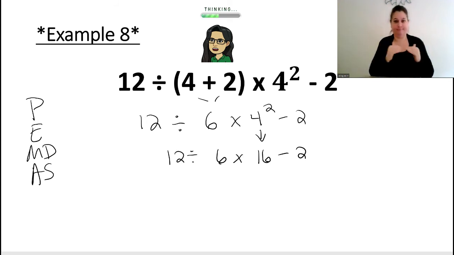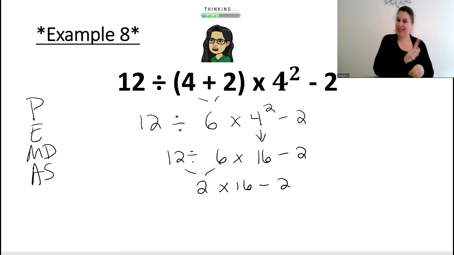Okay, now ask myself, do I see any more parentheses? Nope. Any exponents? Nope. Multiplication or division? Yes, but which one first? 12 divided by 6 or 6 times 16? Left to right, so this one first. 12 divided by 6 is 2. Bring everything else down. Now start back at the top.